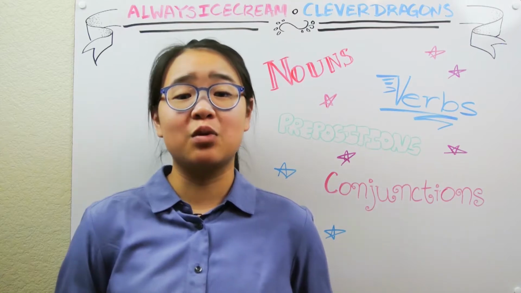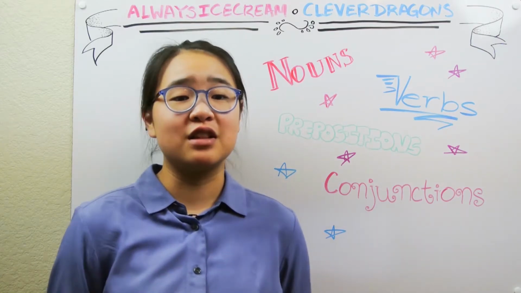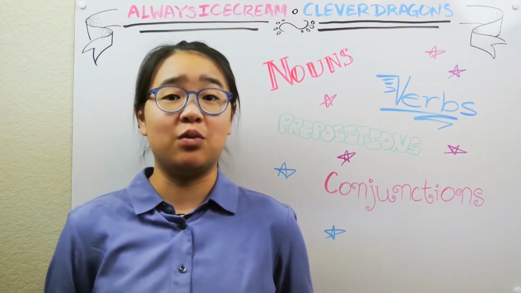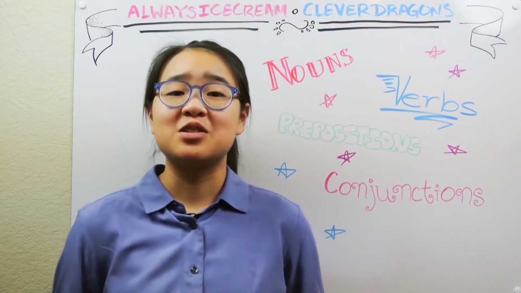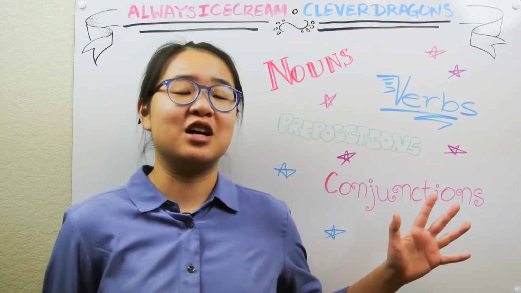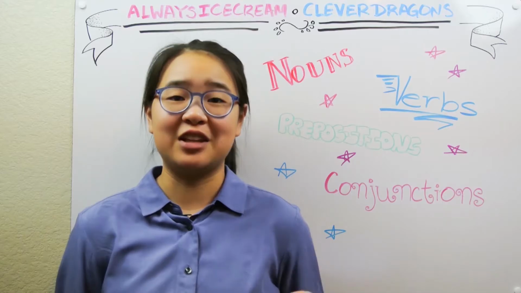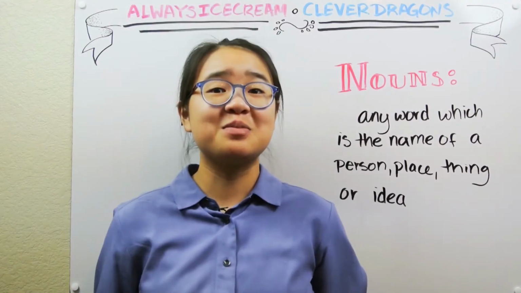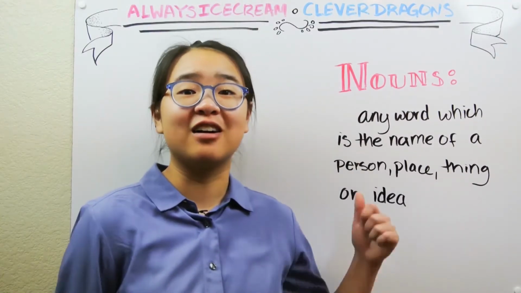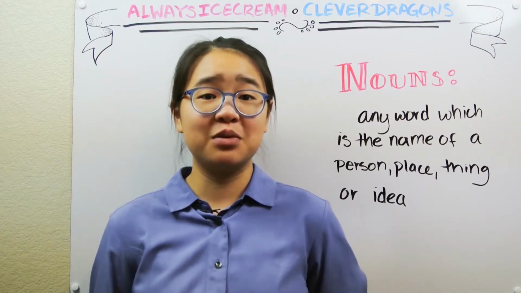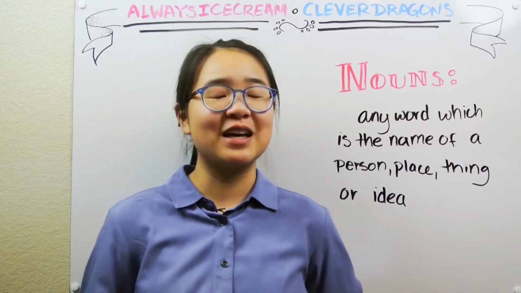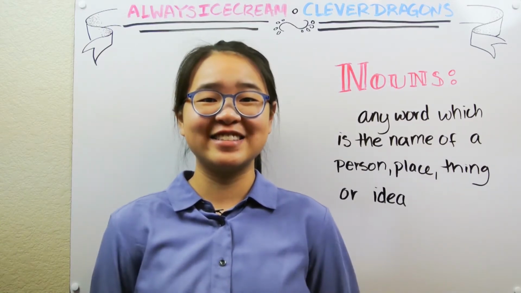But the cool thing about words is that they're very easy to organize, and there are actually only a couple of groups that words can belong to. So let's start talking about these different word types, which are the building blocks of language. Perhaps the most easy to recognize word types are nouns. A noun is any word which is the name of a person, place, thing, or idea.